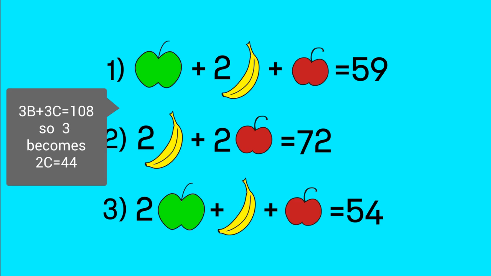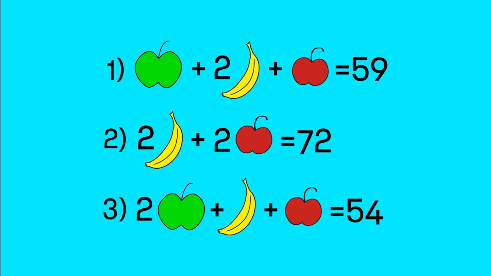And we've done that by first removing the references to an apple using the first equation and then removing the reference to the banana in equation 2. And so now that we know that 2 cherries equals 44, then it's very straightforward to solve the rest of the puzzle. So we know that 2 cherries is 44, therefore 1 cherry is half of 44, which is 22.